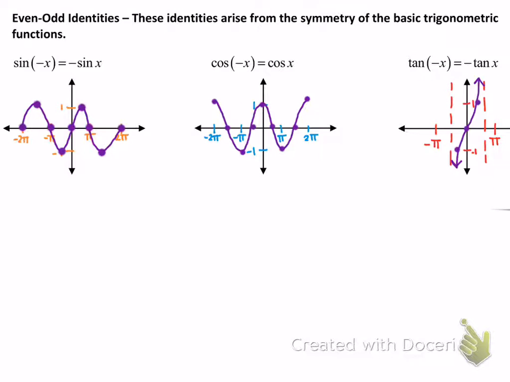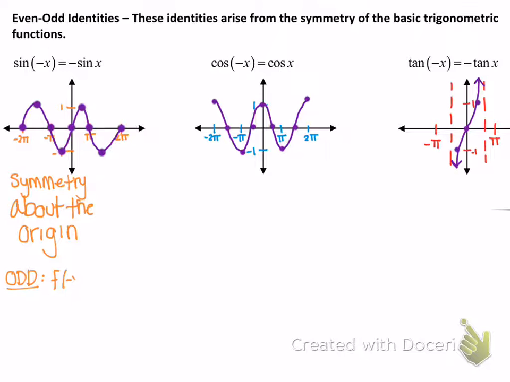We also have even and odd identities, and these identities arise from the symmetry of the basic trig functions. So looking at the sine function first, we have symmetry about the origin. So what does this mean? This means that we have odd symmetry. And the notation for odd symmetry is f of negative x is equal to negative f of x.